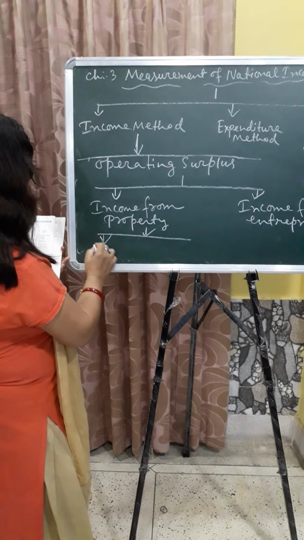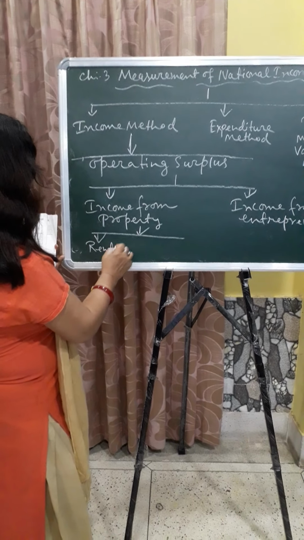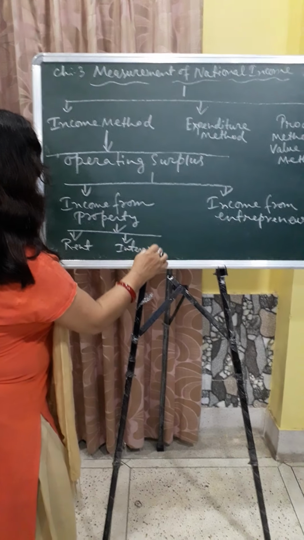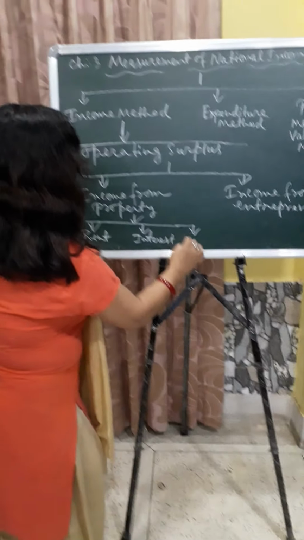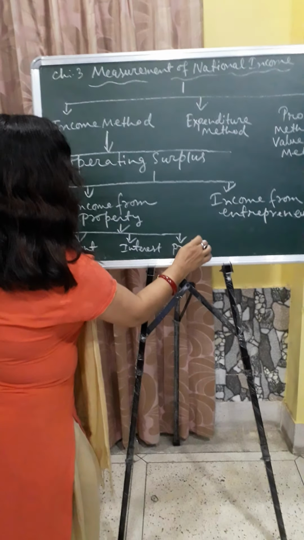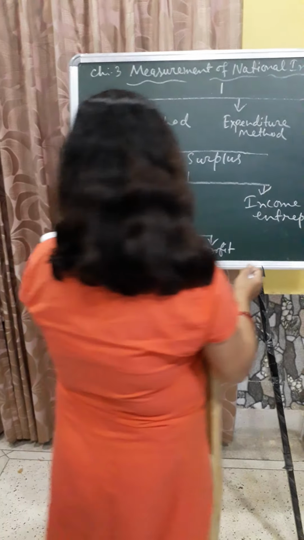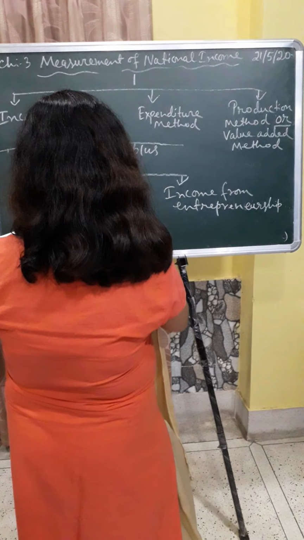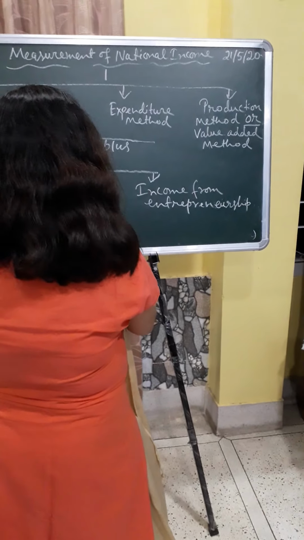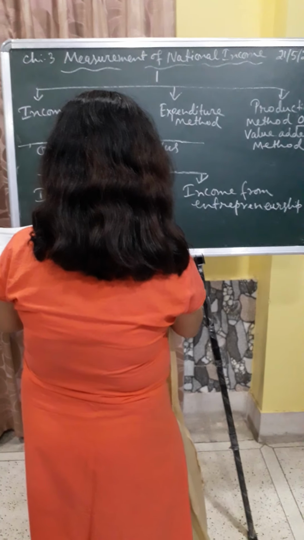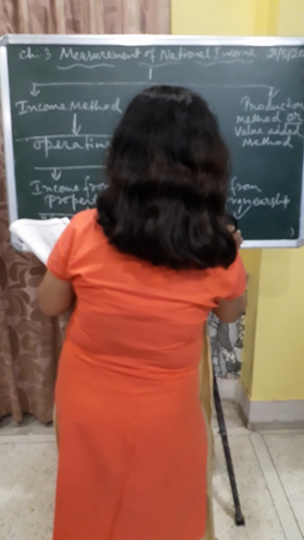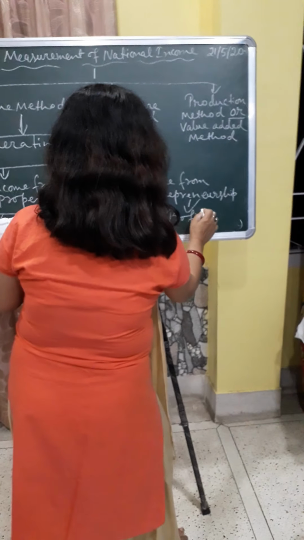Income from property is rent, interest and royalty, not profit. Profit is included in the other portion, income from entrepreneurship.